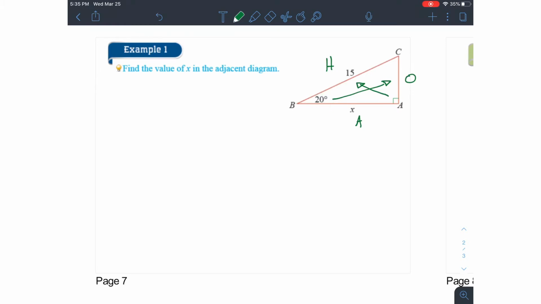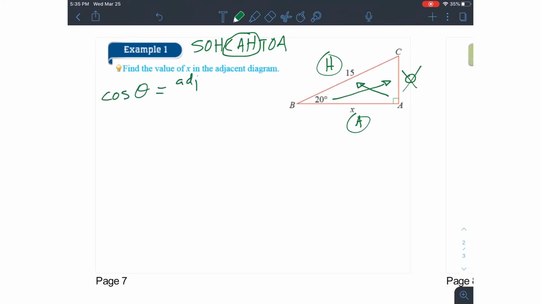Now the next thing I'm going to do is look at the 3 sides of my triangle, and I notice that I don't have anything written for that opposite side there. So I'm going to ignore that. That is not necessary in order to solve this question. That leaves me with the adjacent and the hypotenuse. And from SOHCAHTOA, adjacent and hypotenuse is found with cosine. So we will set up an equation. Cosine of theta is equal to the adjacent over the hypotenuse.